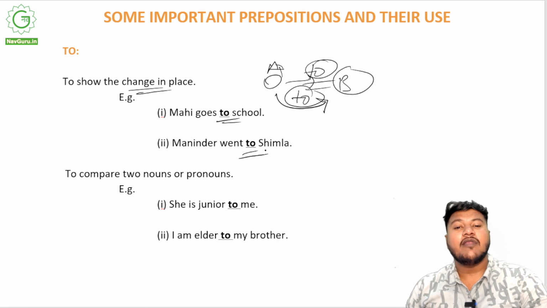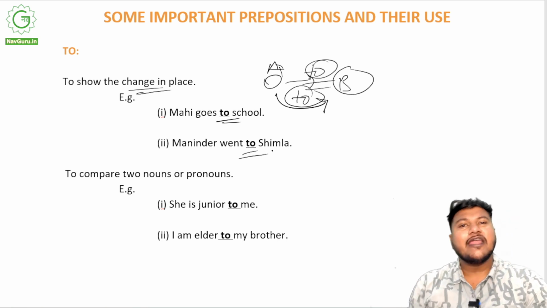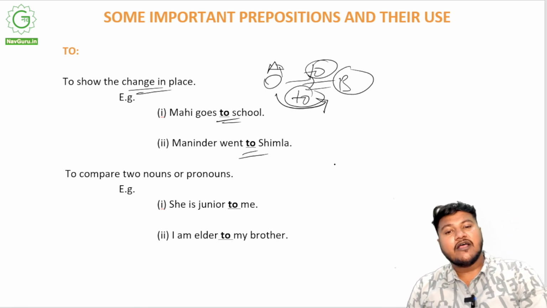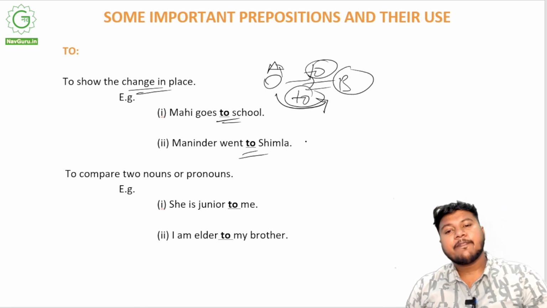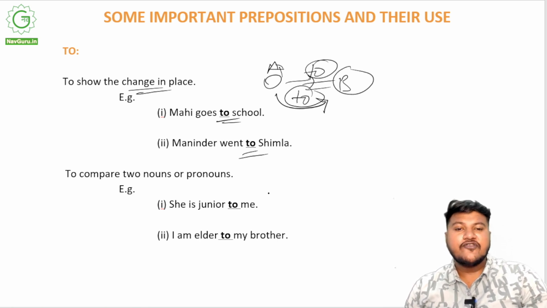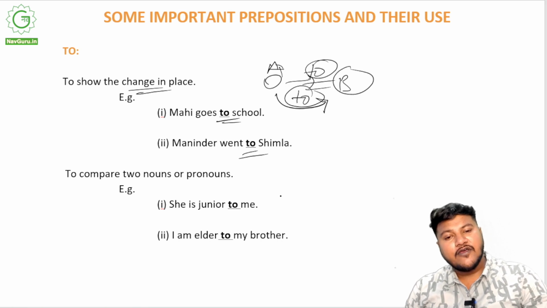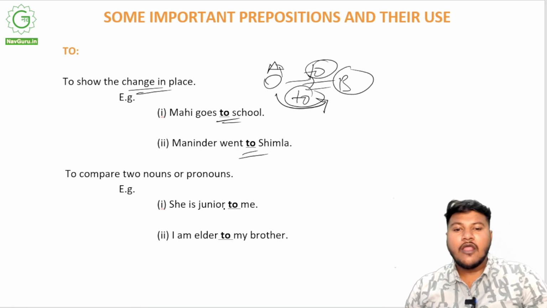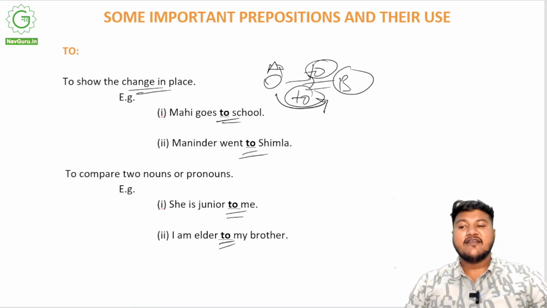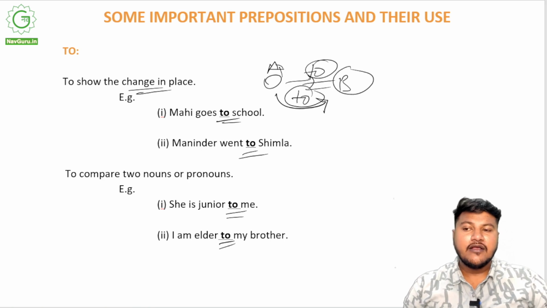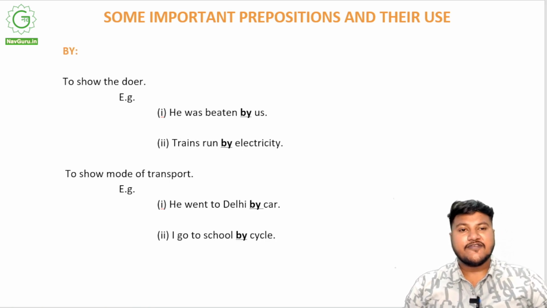Maninda went to Shimla. He could have been at any place in the world, but he was not in Shimla. So when he went from there to Shimla, we use the word to. Again, we can also compare two nouns or pronouns with the use of to. She is junior to me. I am elder to my brother. All right. So these are both examples of how to can be used as a degree of comparison as well, in addition to showing the change in place.